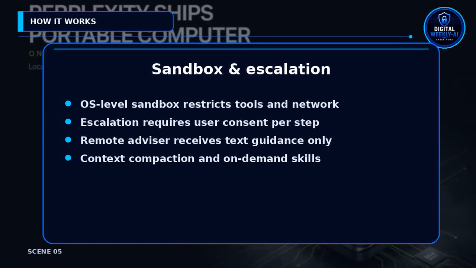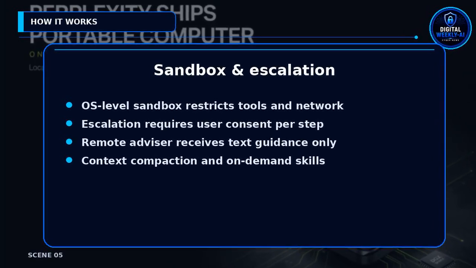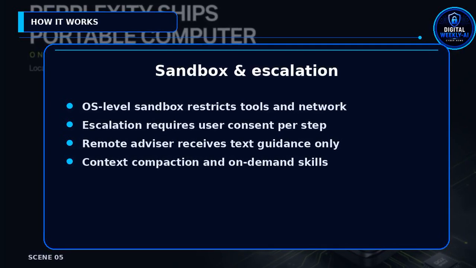Perplexity uses an OS-enforced sandbox that restricts processes, file paths, and network access. If sandboxing fails, tools are disabled. When live web access or frontier reasoning is required, the orchestrator asks and escalates a single step to one of more than 15 cloud models. The remote advisor returns text guidance only and never receives direct access to local files or tools. The harness compacts context and loads skills on demand to handle long windows.